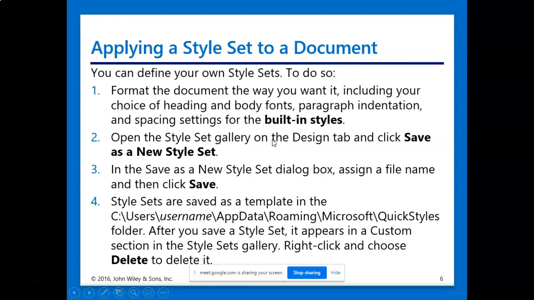You can define your own style sets too. So to do that, you just format the document the way you want it, including your choice of heading and body fonts, paragraph indentation, and space settings for the built-in styles. You will open the style set gallery on the Design tab and click Save as a new style set. And then you would give it a file name and then click Save. And this is just stuff that you'll use if style sets are saved as templates. That's where it will be saved.